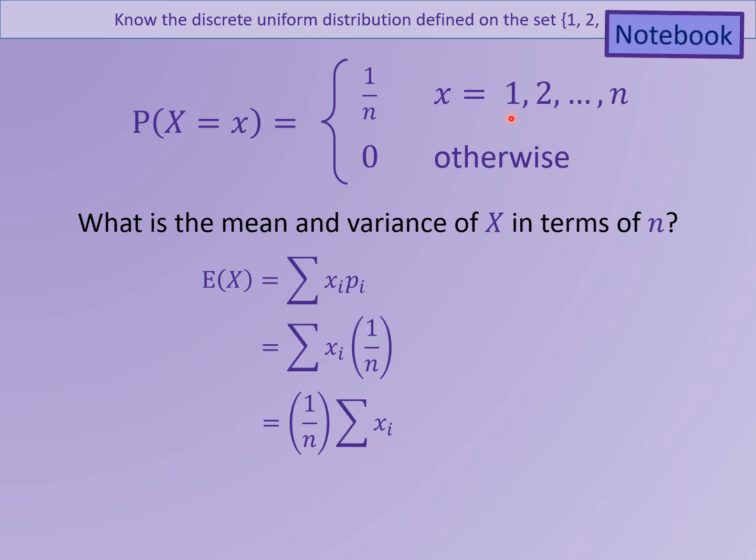Now we have a formula that we've seen previously for the sum of the first n integers, 1, 2, 3, 4 up to n, and that is a half n(n plus 1). So if we sub this in, we get 1 over n multiplied by a half n(n plus 1). This 1 over n here cancels with the n there, leaving us with a mean of a half (n plus 1). So the mean for a discrete uniform distribution is half (n plus 1), where n is the number of x values in this list 1 to n.